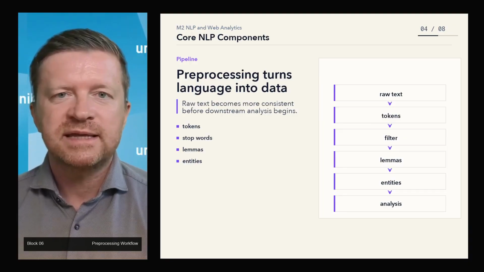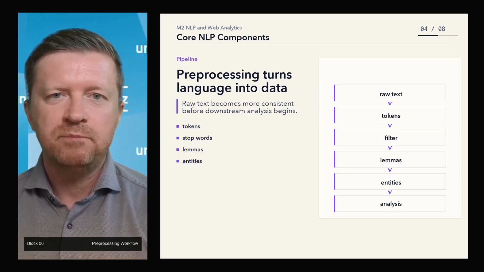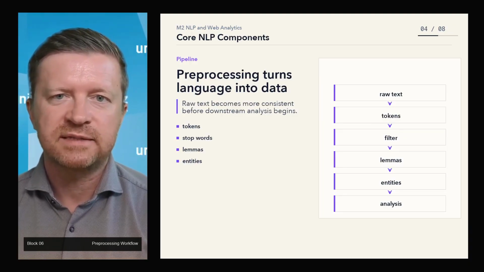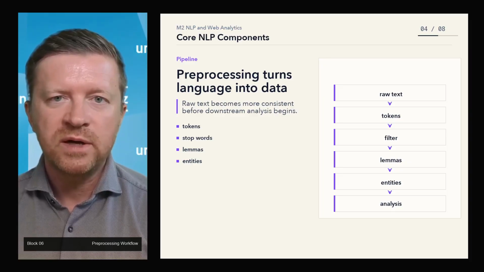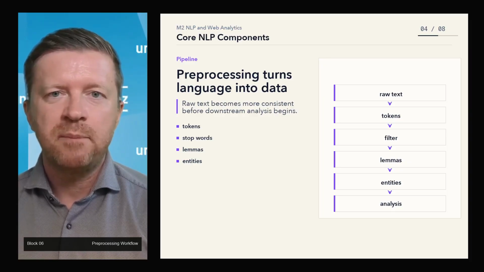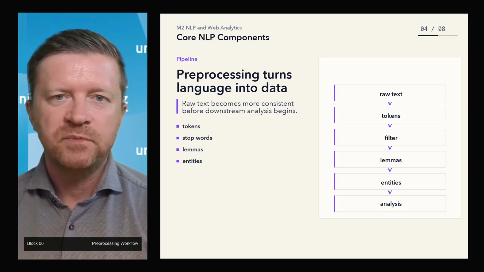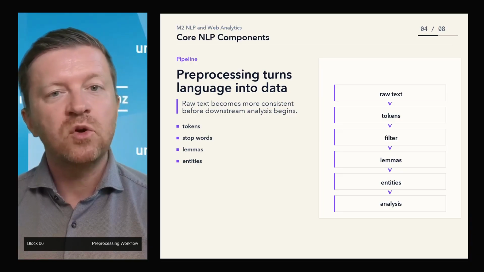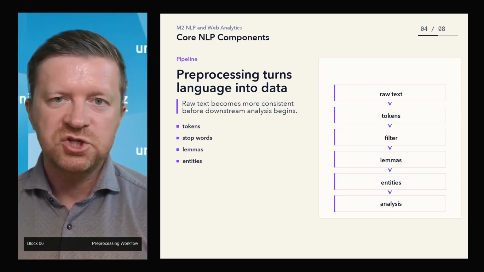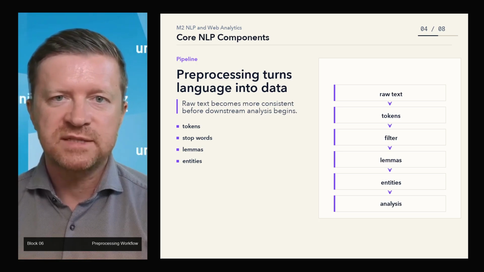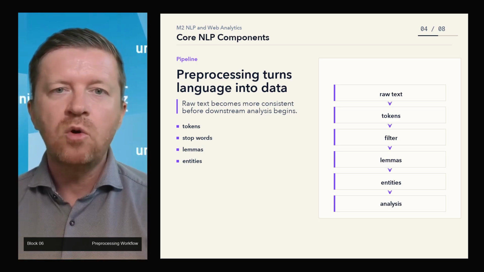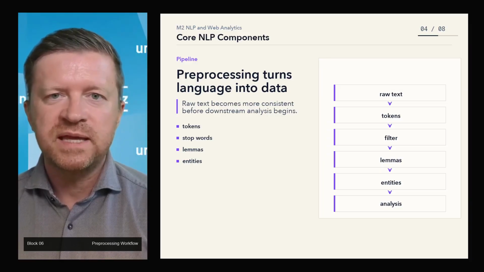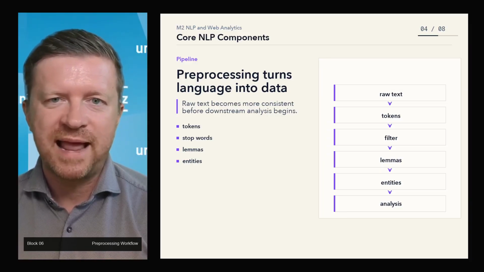Putting these components together, a typical NLP preprocessing workflow looks like this. We begin with raw, unstructured text. Then we tokenize it. Next, we remove stop words. Then we reduce words to their base forms through lemmatization. If the task requires it, we can also apply named entity recognition to extract structured information such as names, locations, dates, and organizations. Only after these steps do we usually begin model training or downstream analysis.